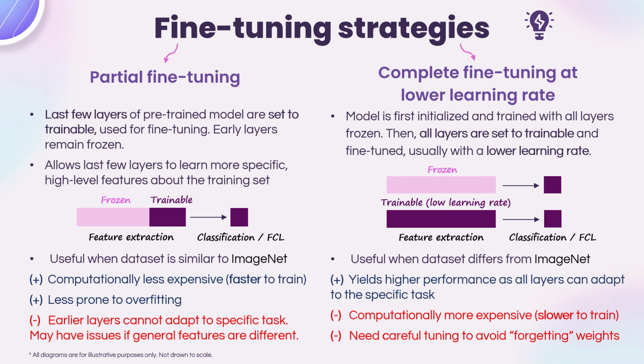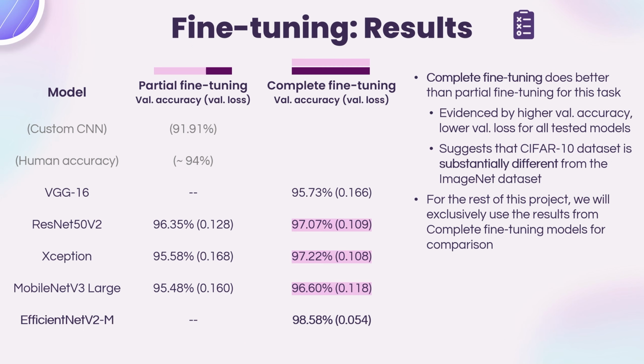So now, let's look at a comparison of the results of both fine-tuning strategies. For the results, here are our baselines again, our custom CNN and human accuracy. And you notice that all of our pre-trained models actually do better than our baseline now. So that's a huge contrast to before.